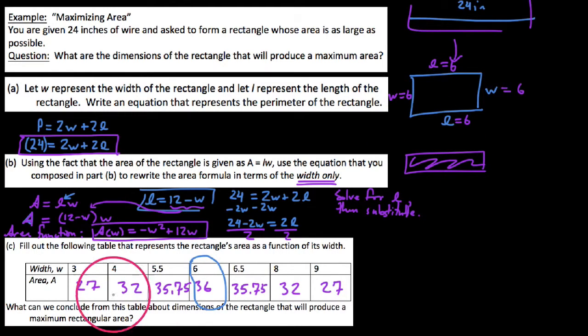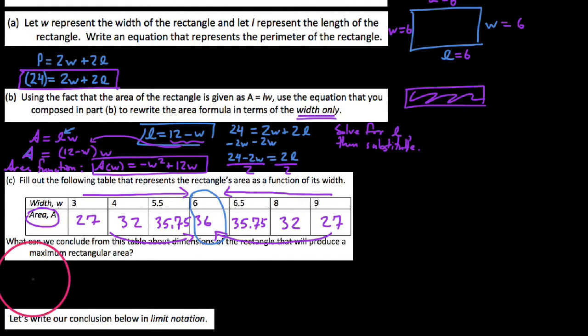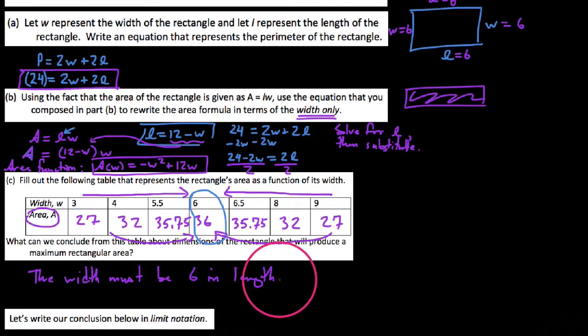With respect to what we can conclude here, we saw the maximum area occurs when the width is 6, but as the width gets closer and closer to 6, coming from lower values than 6 and from upper values of 6, our area function started to approach a single value of 36. And so what I'd like to do is answer our question first of all. We'd say the width must be 6 inches in length.